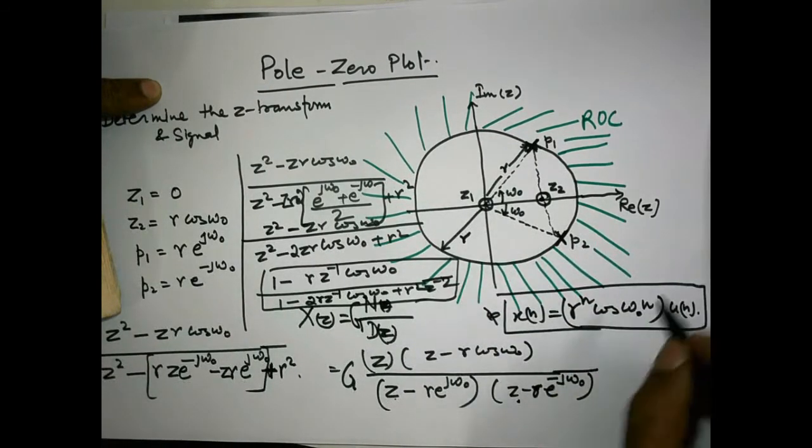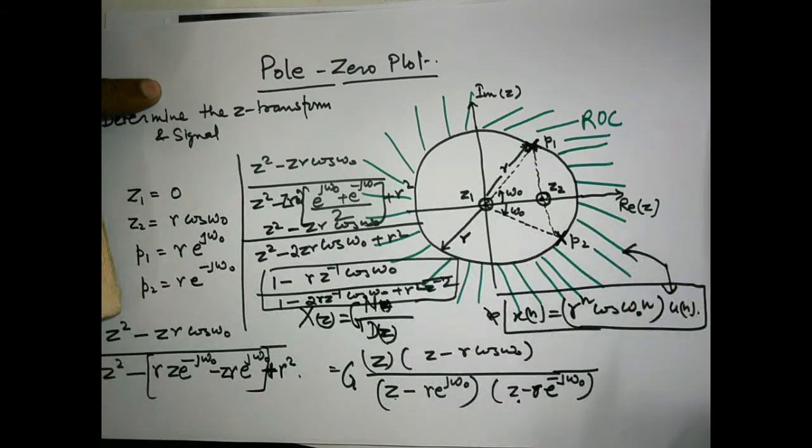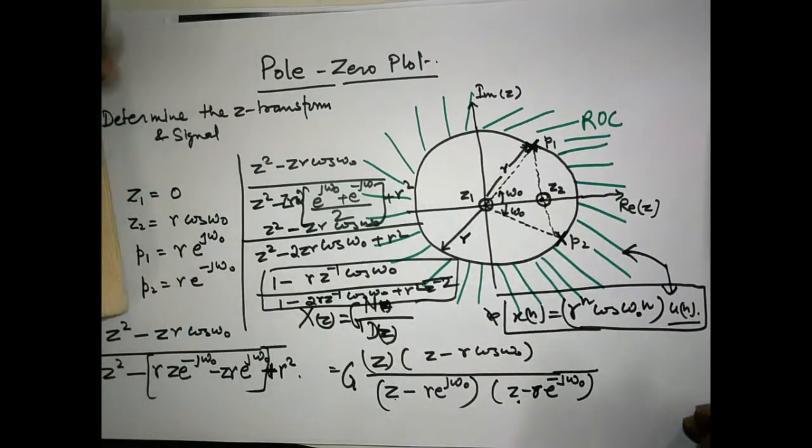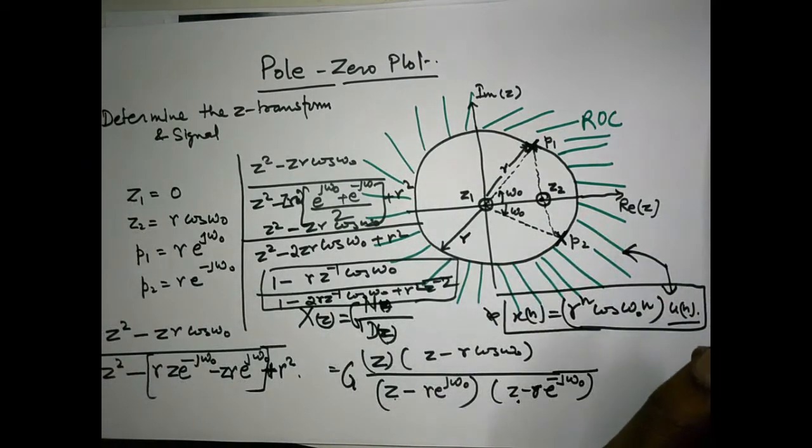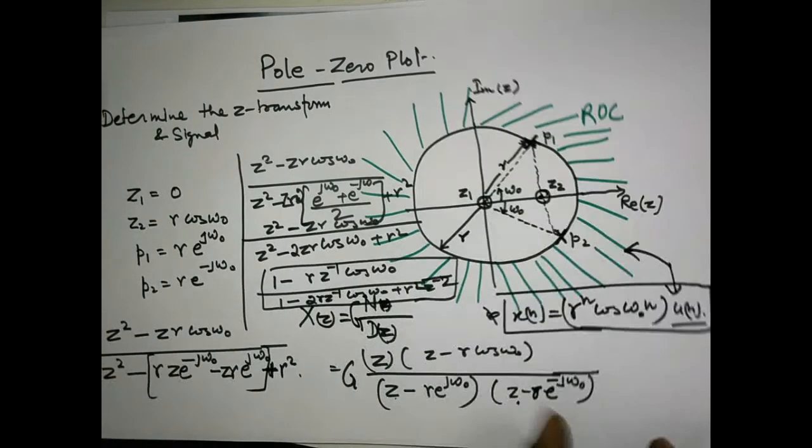And u[n], because the region of convergence is exterior to some circle, so it can be very easily estimated as u[n]. Okay. So now we will see the significance of the location of the pole and then the time domain behavior of the signal.